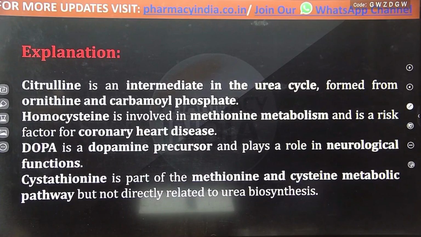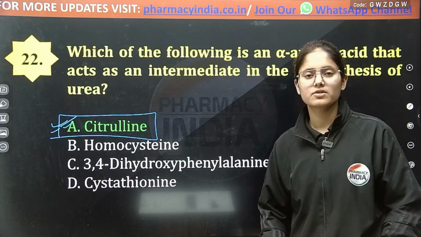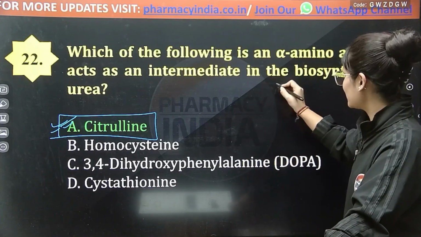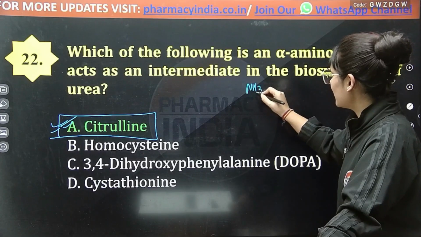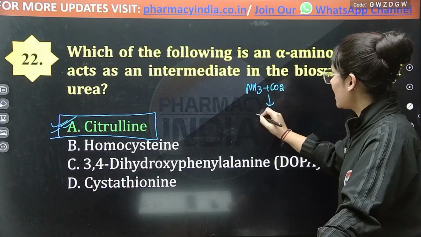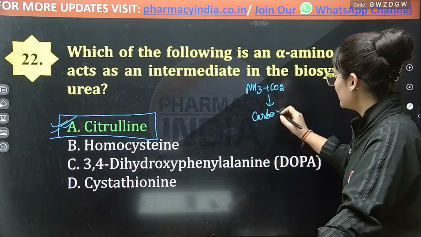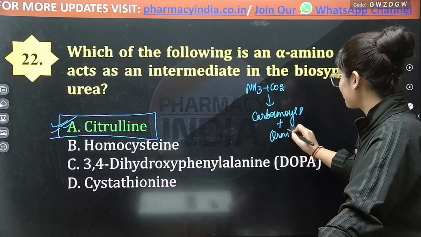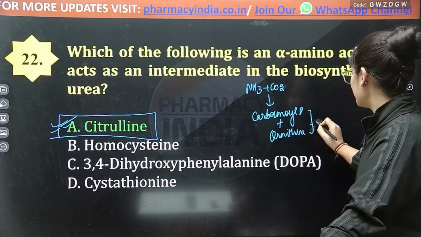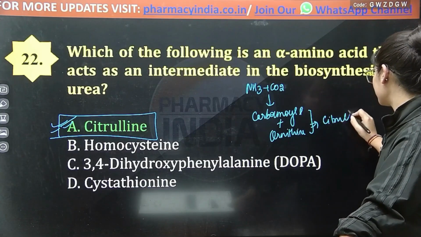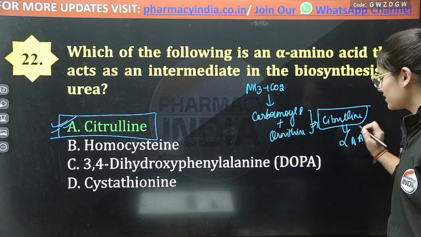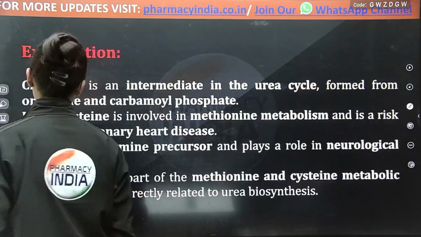Citrulline is an intermediate in the urea cycle formed by ornithine and carbamyl phosphate. So if we talk about the urea cycle, I'll give you a rough idea. From NH3 plus CO2, carbamyl phosphate is formed, and with the help of ornithine they form citrulline. Clear? And citrulline is an alpha amino acid. Okay.